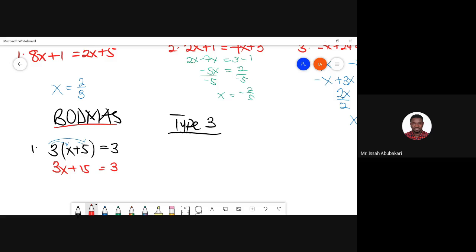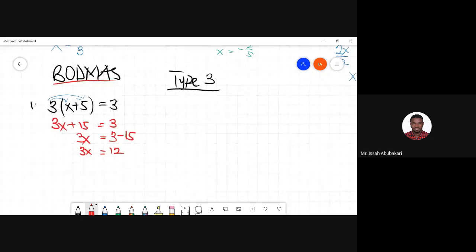3. And then we have 3x is equal to 3 minus 15. 3x is equal to what? Minus 12. And x is equal to minus 12 divided by 3, which is what? Minus 4. And x is equal to minus 4. Yes, who?